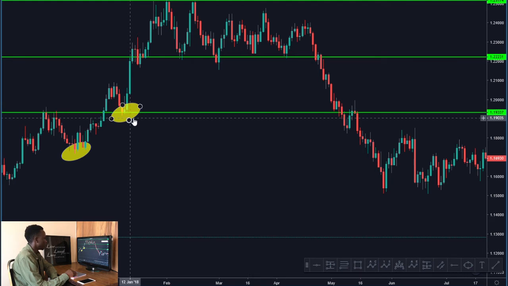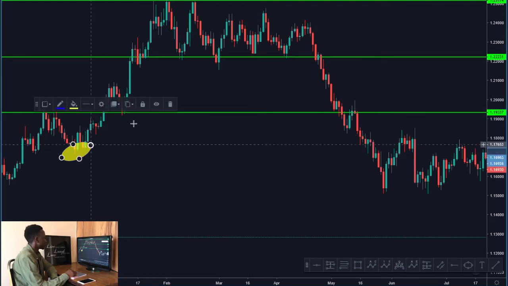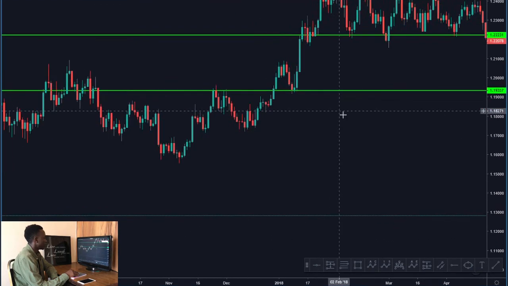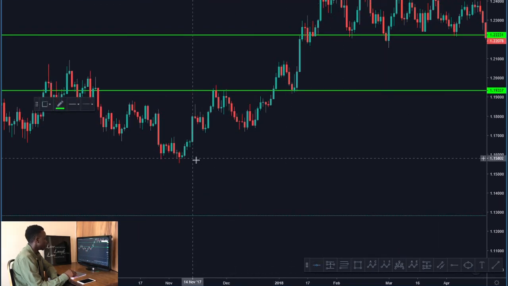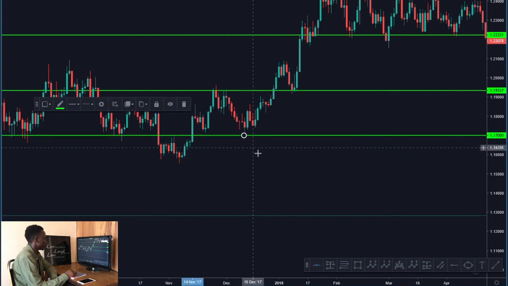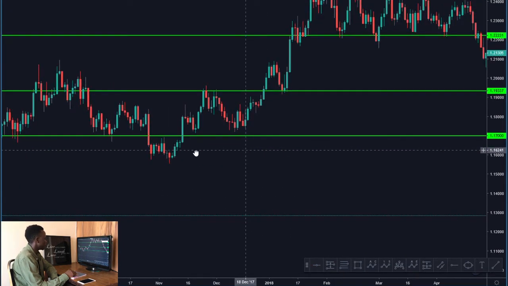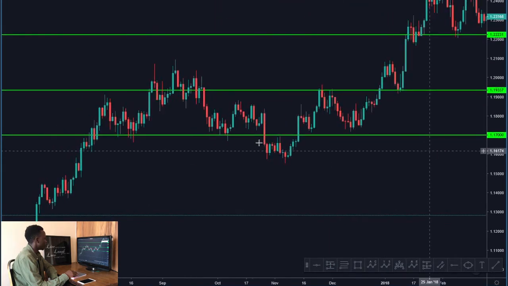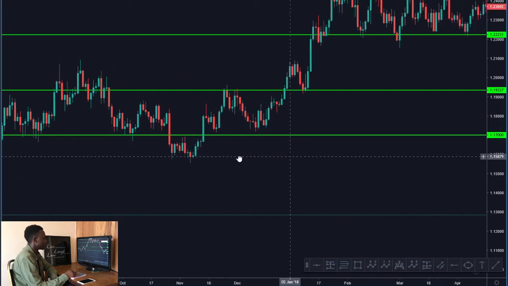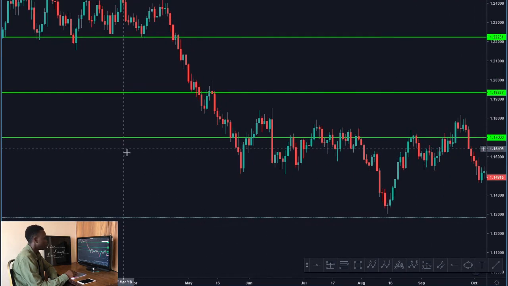So using the look left structure leads clue, I can plot levels. I can just move my charts to the left, look for where the markets were initially rejected, mark them, then go back into the future and see how the markets reacted to this level. So for example, I've plotted this. You can see we have one time, the second time, the third time the markets coming into that zone. And what happened in the future?